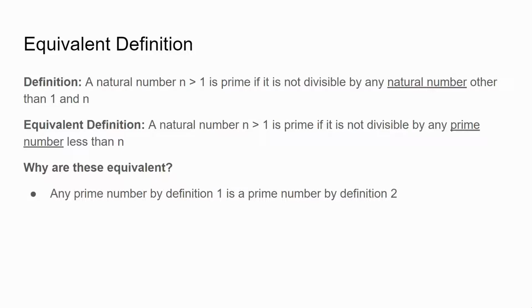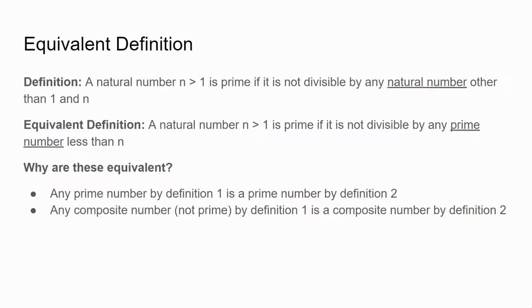And the second requirement we need to show that these two definitions are equivalent is that any composite number, which is a number that's not prime, by definition 1, is a composite number by definition 2. Let's take a look at an example to show why this is true. 60 is divisible by 30, and by definition 1, 60 is not a prime number. But here's why this also works for definition 2.